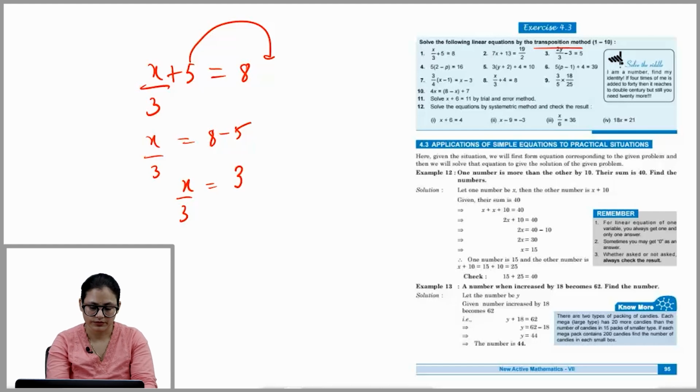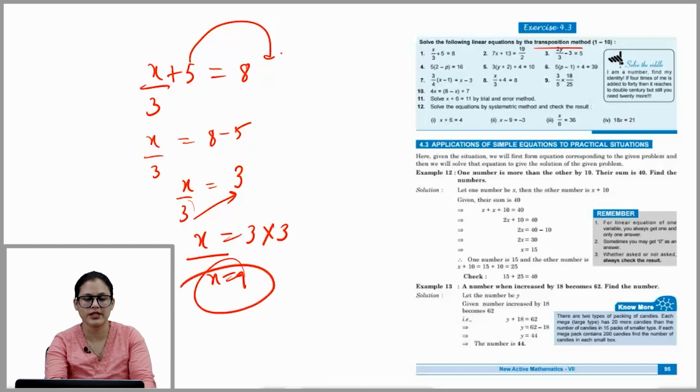Now we will transpose this 3 to the right hand side. So it will become multiply. Okay. So x is equal to 9. So 9 is the answer of this equation.